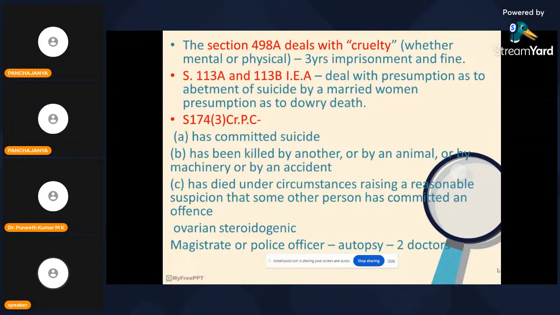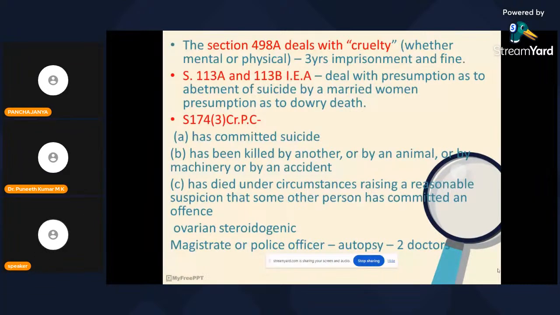And under Section 174(3) CrPC, if she committed suicide or has been killed by another person, or by any animal or machinery or any accident, or died under circumstances raising a reasonable suspicion that some other person, the husband or family members, has committed an offense, that is considered an offense, even when it is made to look like an accident.